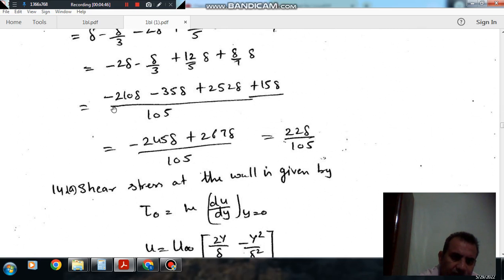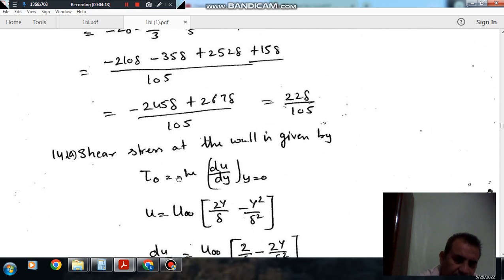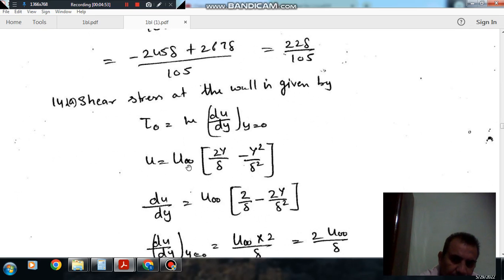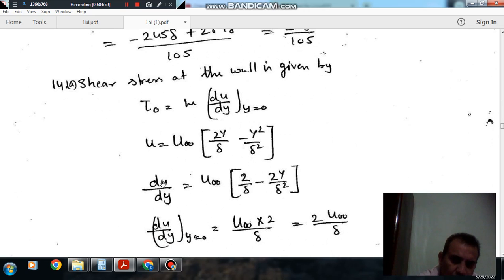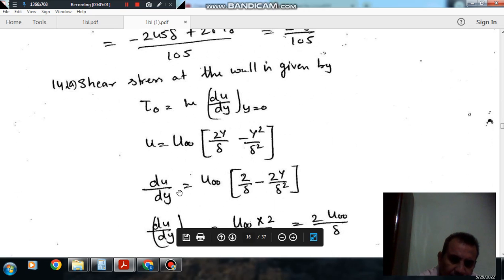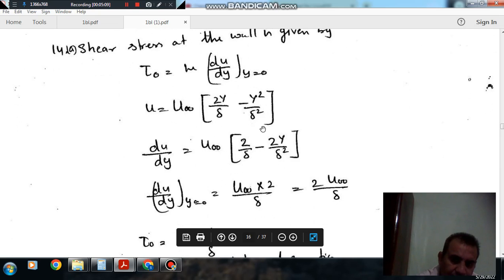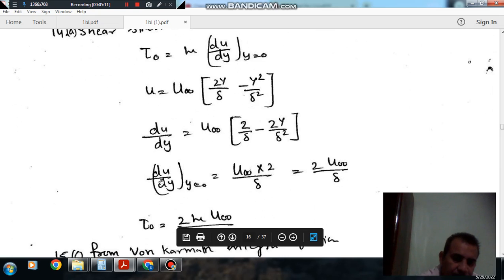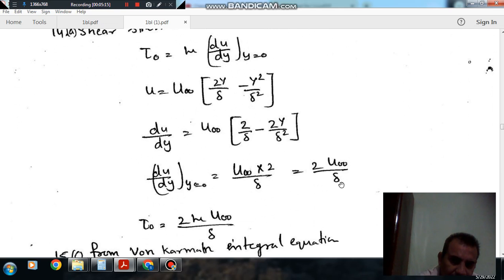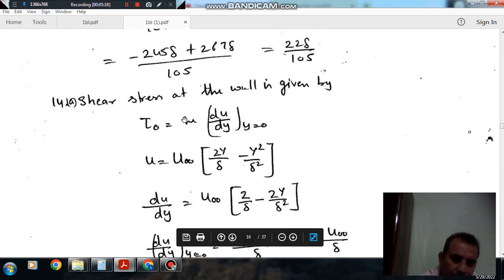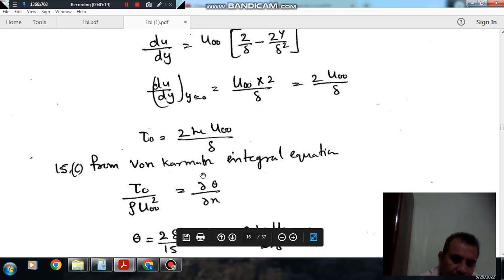So next is shear stress at the wall, and shear stress at the wall is given as tau naught equal to mu du by dy at y equal to 0, and u is given as u infinity times (2y by delta minus y square by delta square). So differentiating it, we get du by dy equal to u infinity times (2 by delta minus 2y by delta square). Now putting y equal to 0, because we have to find out the shear stress at the wall, it will be 2 u infinity by delta, so shear stress at wall will be 2 mu u infinity by delta.